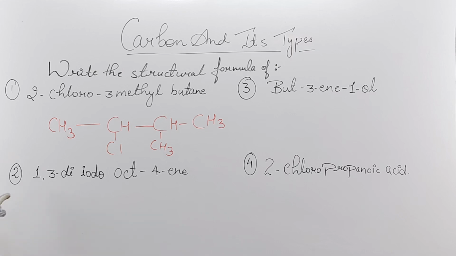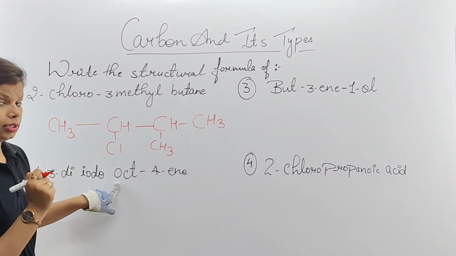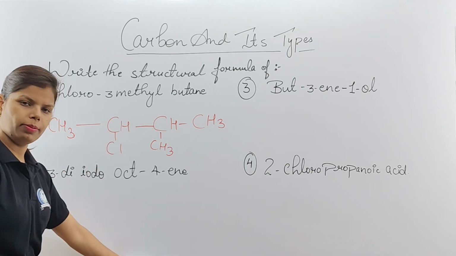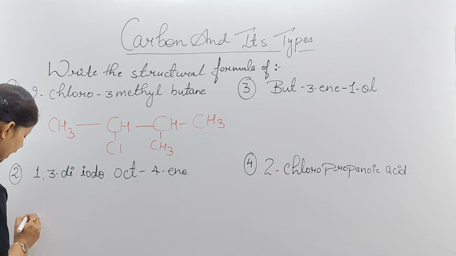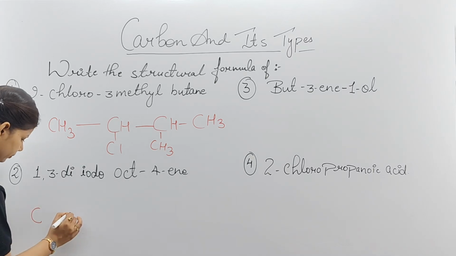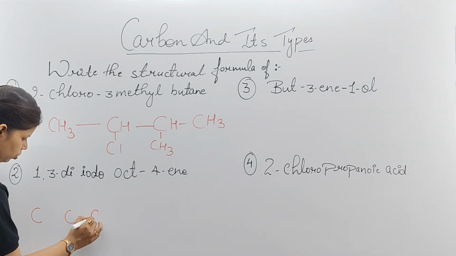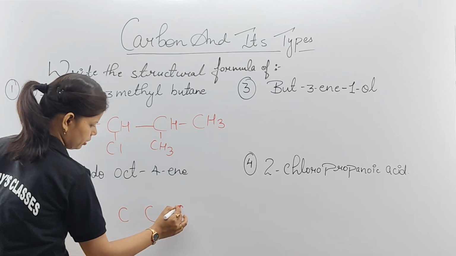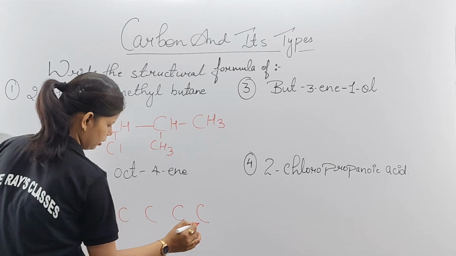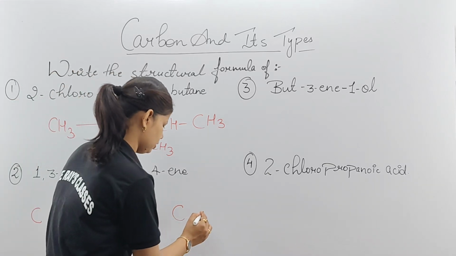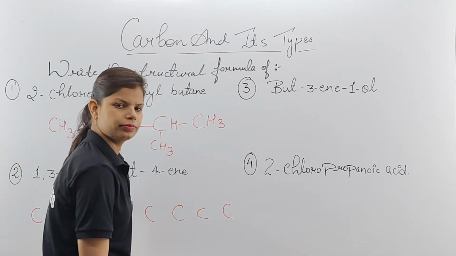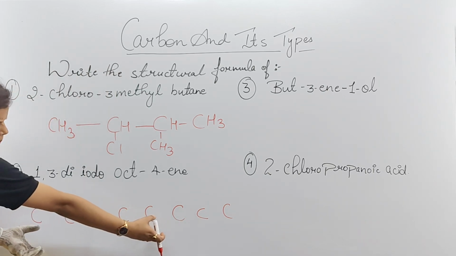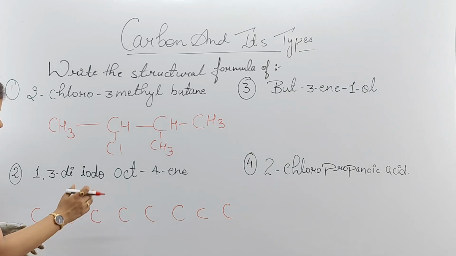Next of yours is given 1,3-diiodo-oct. The short form of octane is oct. So children, before drawing, first we will simply write 8 carbon atoms. 1, 2, 3, 4, 5, 6, 7 and 8. Clear? We are going to write 8 carbon atoms. Now we are going to decide their substituents. I have not mentioned the hydrogen and all.